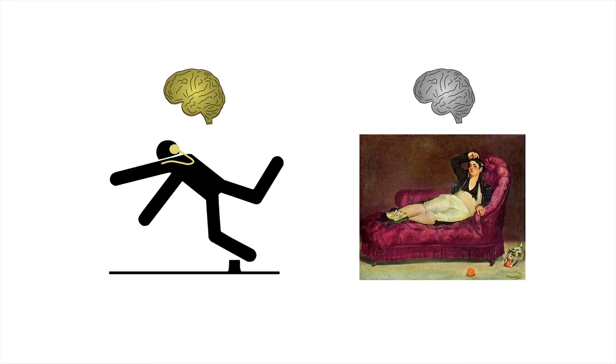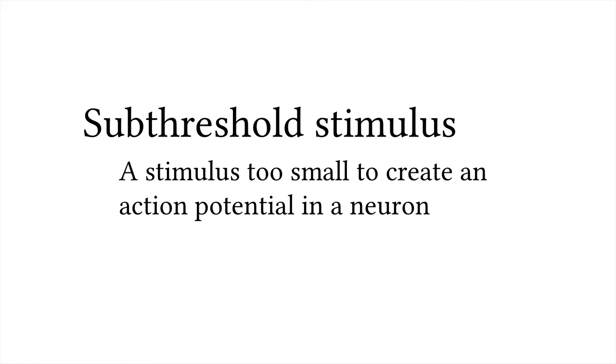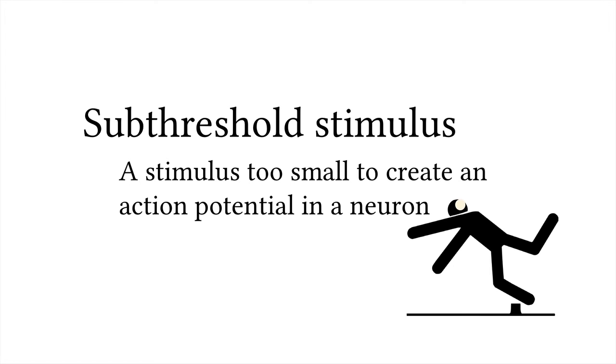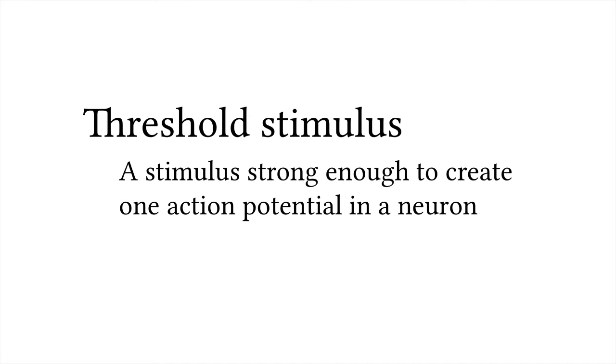Sometimes a motor neuron receives a small stimulus that's not strong enough for the motor neuron to respond. We call that a subthreshold stimulus. A subthreshold stimulus is a stimulus too small to create an action potential in a neuron. If a motor neuron receives a subthreshold stimulus, no action potential will travel along it, so no muscle contraction occurs. If the stimulus is strong enough, though, it can eventually trigger a single action potential. That's a threshold stimulus. A threshold stimulus is a stimulus strong enough to create one action potential in a neuron.